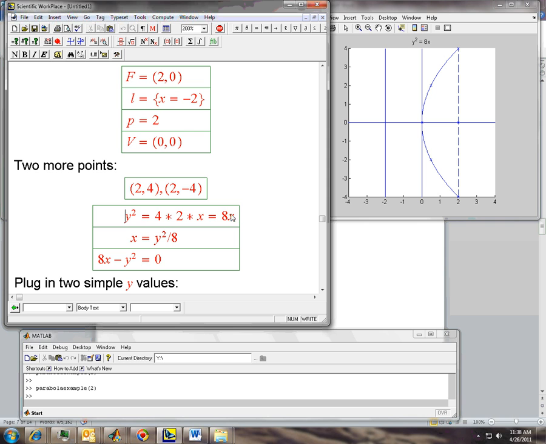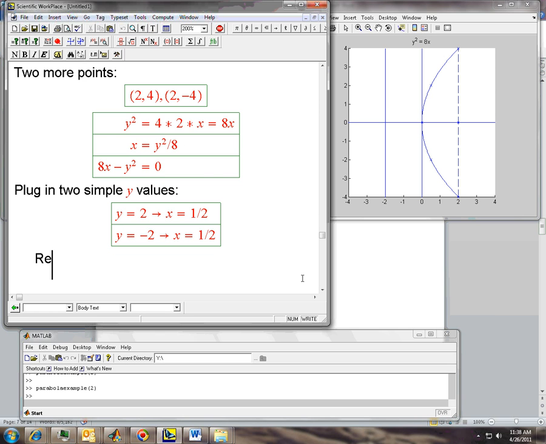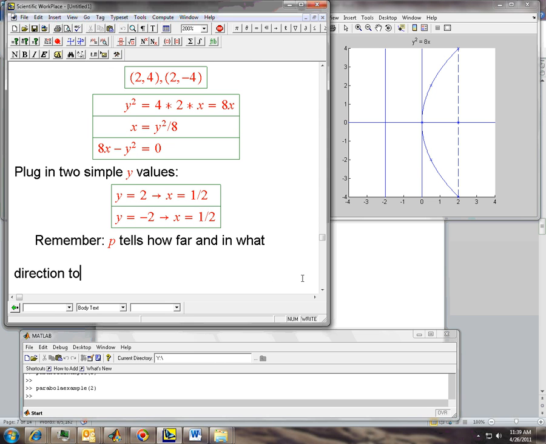I showed you from geometric to algebraic a little bit more, but if you're given the algebra, then you can still figure out the key quantity p, and then just remember that p is how far you walk from the vertex, which for us right now is just 0, 0, how far you walk and in what direction to get to the focus. Let me just write that down. Okay. So remember, once you have p, p tells how far and in what direction, positive or negative, to get from the vertex to the focus.